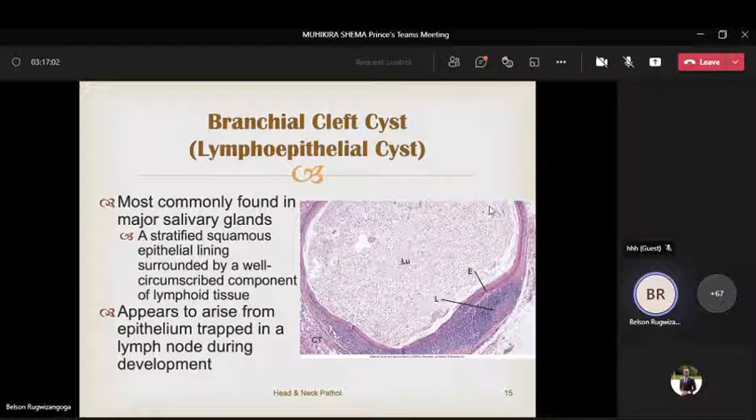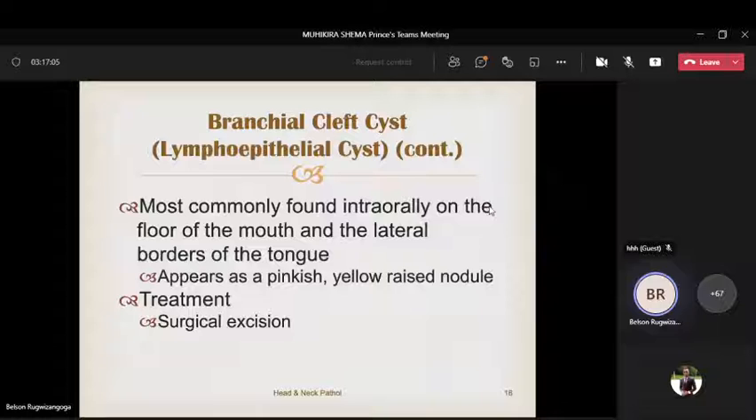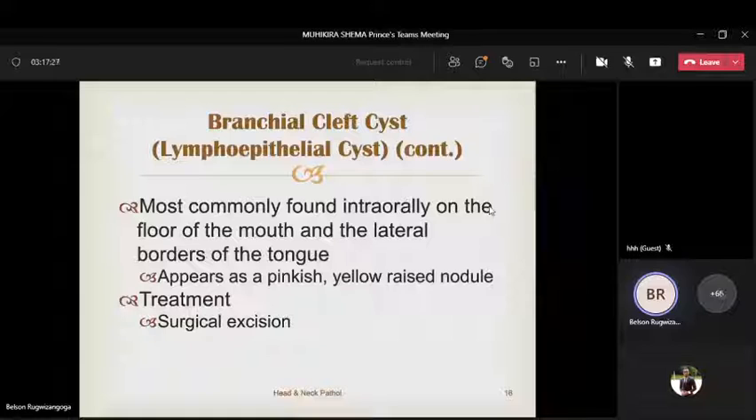Most commonly it is found intraorally on the floor of the mouth and the lateral borders of the tongue. Clinically, it looks like a pinkish yellow raised nodule. So when you see a nodule intraorally, you can think about this. But most of the time, when you see a nodule intraorally, it can be a squamous cell carcinoma, and that is the most common diagnosis when there is a nodule there. So don't be mistaken that it is just a benign cleft cyst. It may be a cancer. They must do surgical excision.